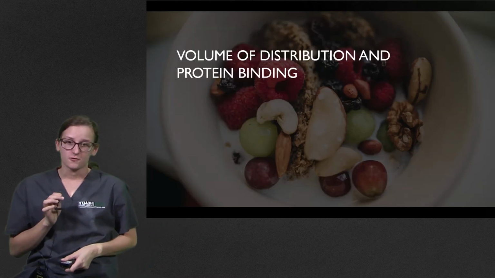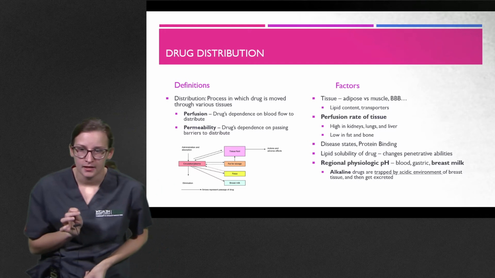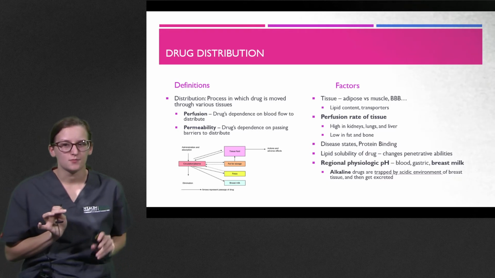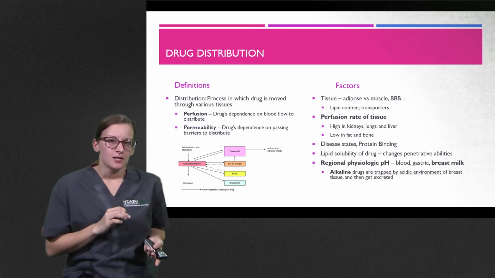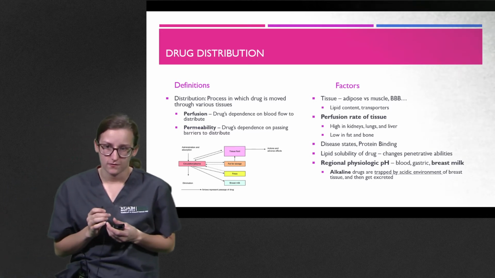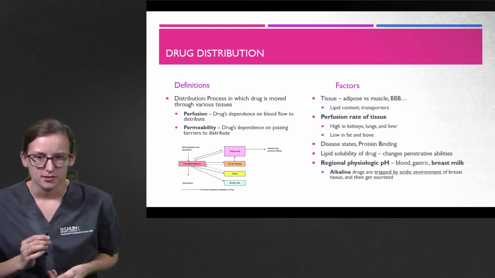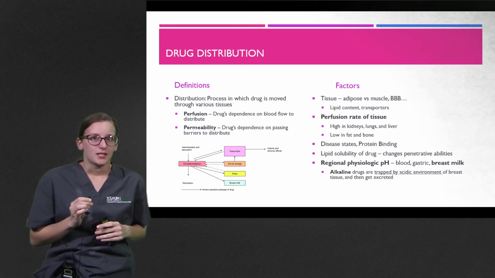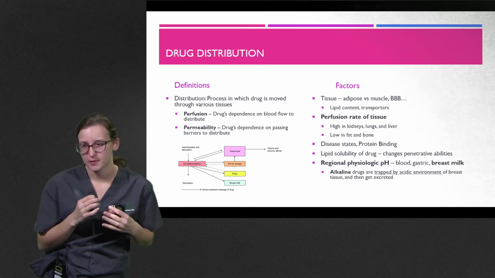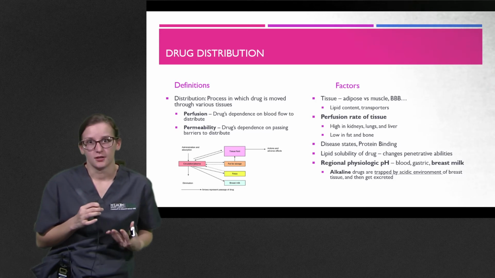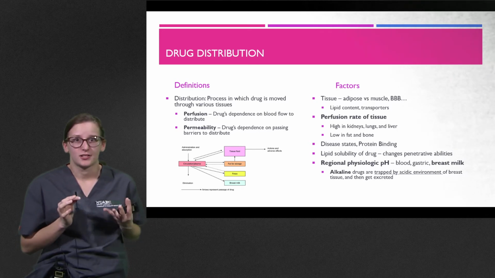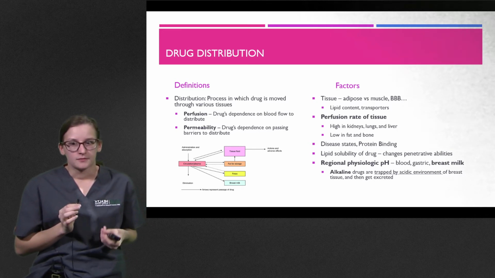All right, so for volume of distribution and protein binding, here are some different definitions. Distribution is how the drug moves through various tissues: does it go into the fat, does it stay in the systemic circulation, how does it work? Perfusion is the drug's dependence on blood flow to distribute. Like we talked about hepatic perfusion, it's pushing drug through the organ. Perfusion can also be through your vasculature and how well it gets through there. Whereas permeability has to do with getting past a barrier, usually epithelial or endothelial cells.